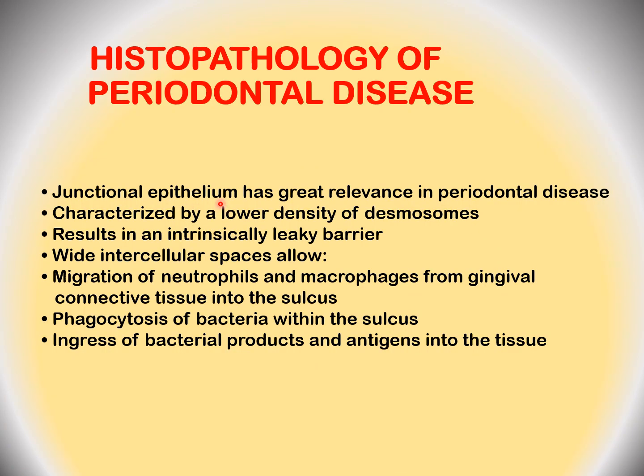Now let's talk about the junctional epithelium and its role in the pathogenesis of periodontal disease due to its unique structure. It has fewer desmosomes, making it intrinsically a leaky barrier. This leaky nature allows immune cells like neutrophils and macrophages to pass through from the gingival tissue into the sulcus to fight the bacteria. Also, this pathway allows bacterial products and antigens to enter the tissue, which can lead to inflammation and disease progression.